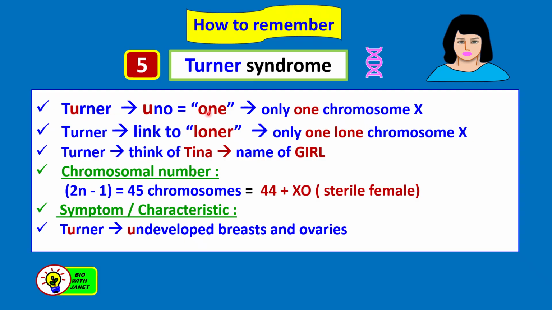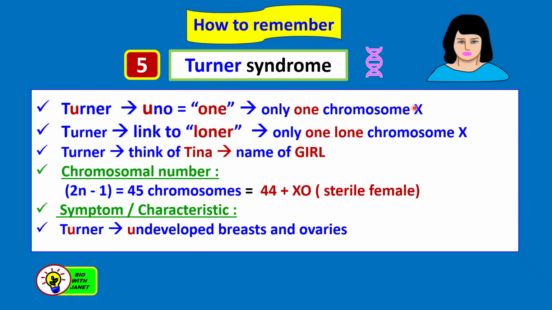Uno means what? One. There's a card game called Uno. In I think Spanish, Uno means one. So this patient has one X chromosome. All right, it cannot be one Y chromosome, because if a patient has only one Y chromosome, the patient cannot survive.